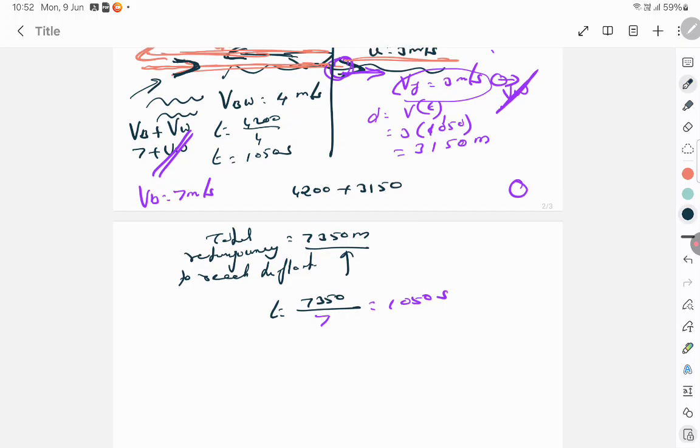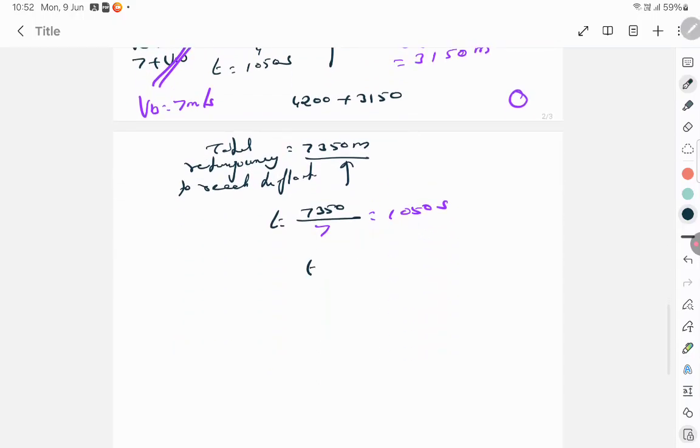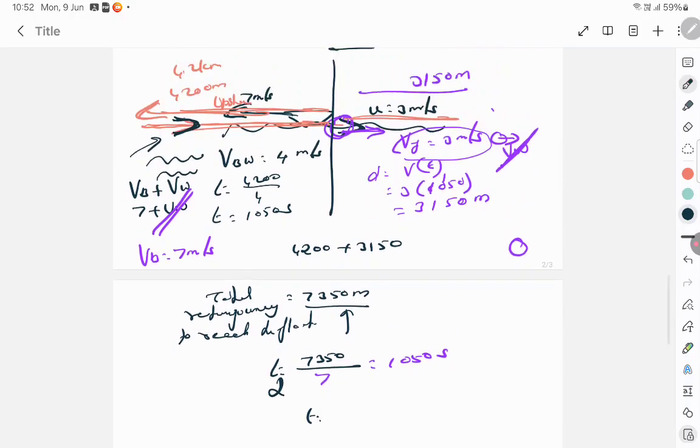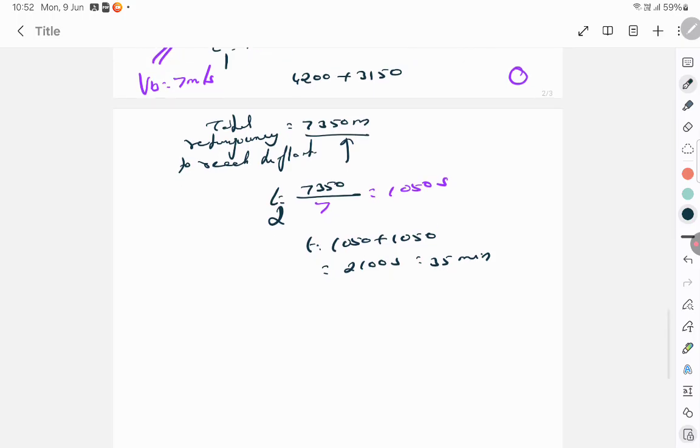So the total time taken for the rescue boat to go 4200 towards the left and then come back and catch up with the float will be total time T1 plus T2. T1 is 1050, plus 1050, so total time is 2100 seconds. In terms of minutes, they would have written it as 35 minutes, and that's the sum.